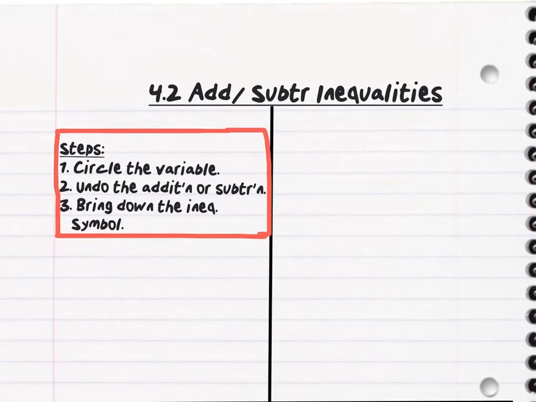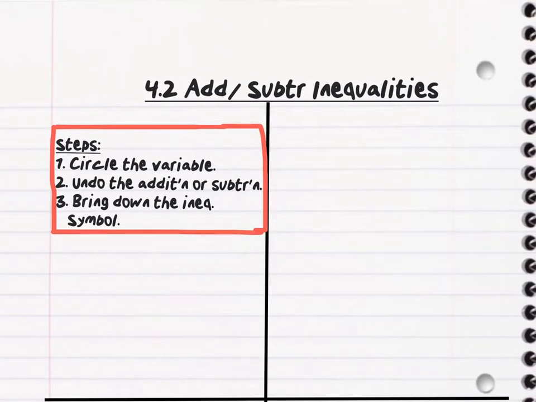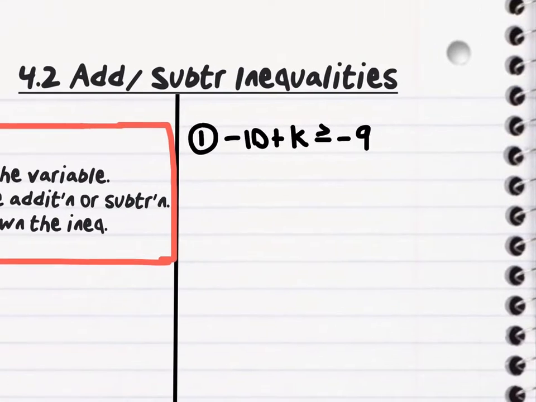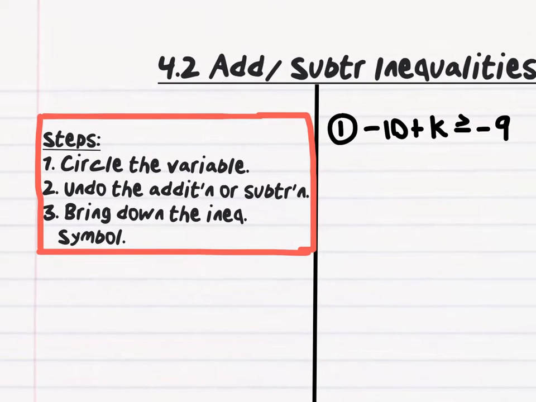Okay, so I'm going to show you on the right how I want you to use those steps to solve an inequality. So on the top right, I want you to write this inequality. Negative 10 plus k is greater than or equal to negative 9. And we're going to follow the steps that we wrote to solve this inequality.